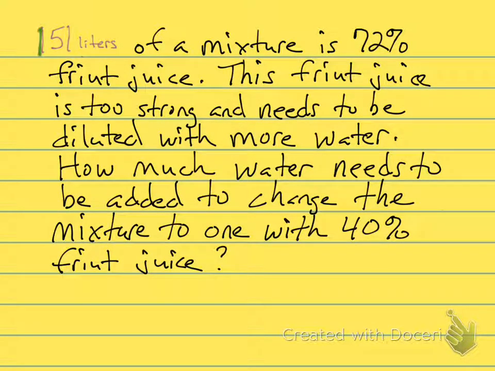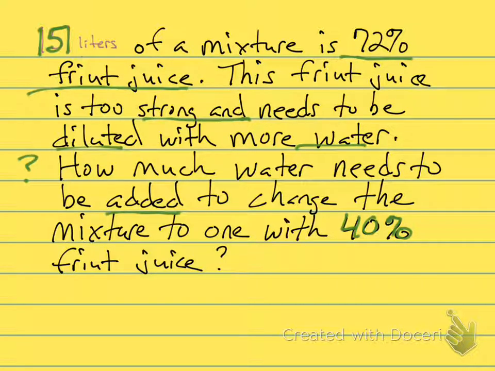Let's take an example where we have 151 liters of a mixture. 72% of that is fruit juice. This fruit juice, though, is too strong, and it needs to be diluted with water. The question: how much water needs to be added to change the mixture to one with a 40% concentration of fruit juice?